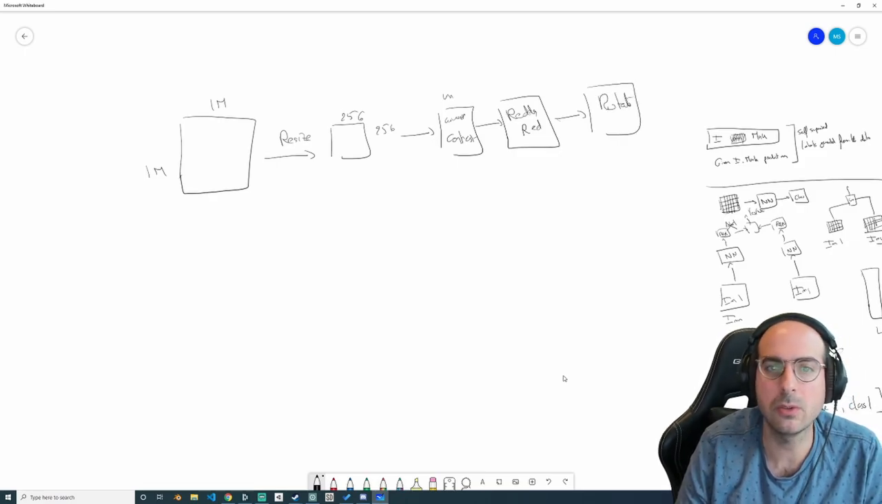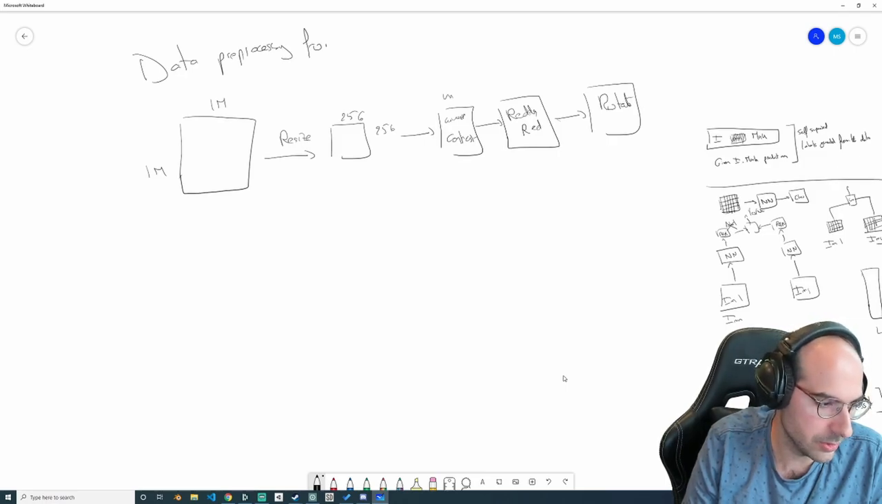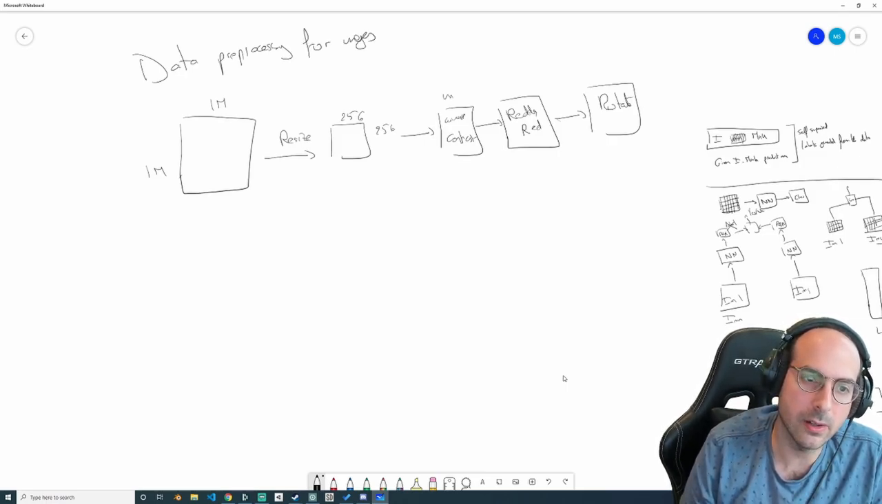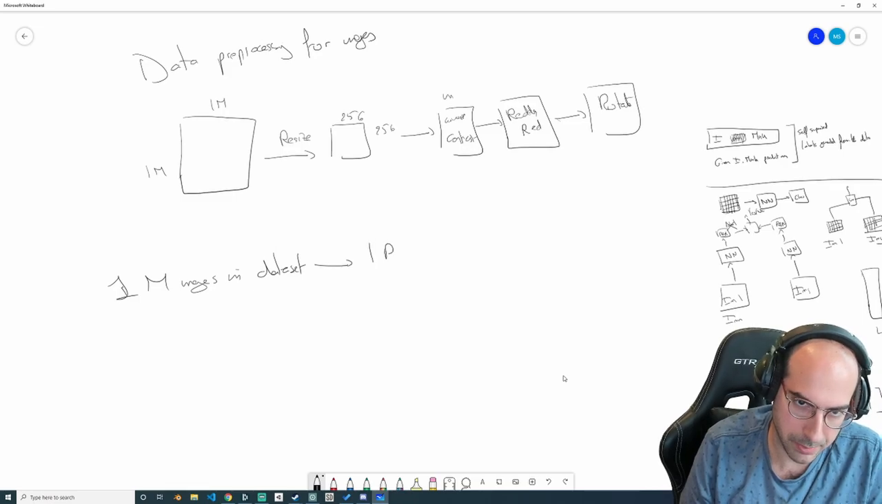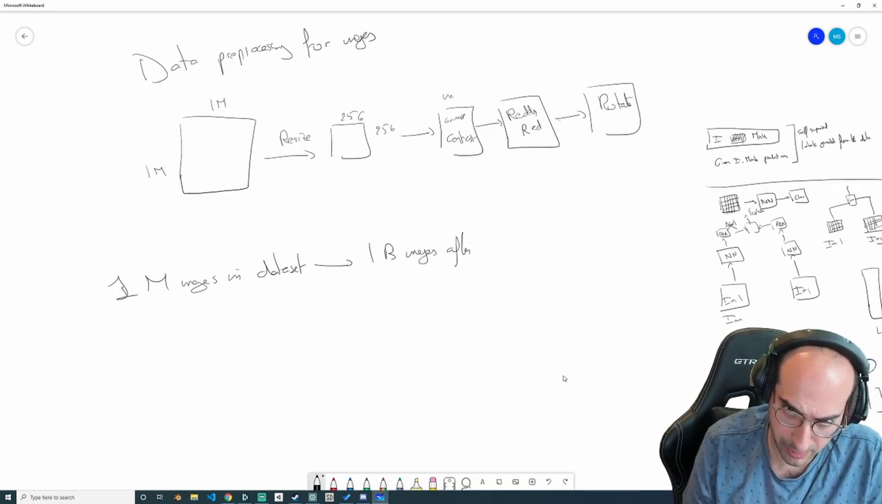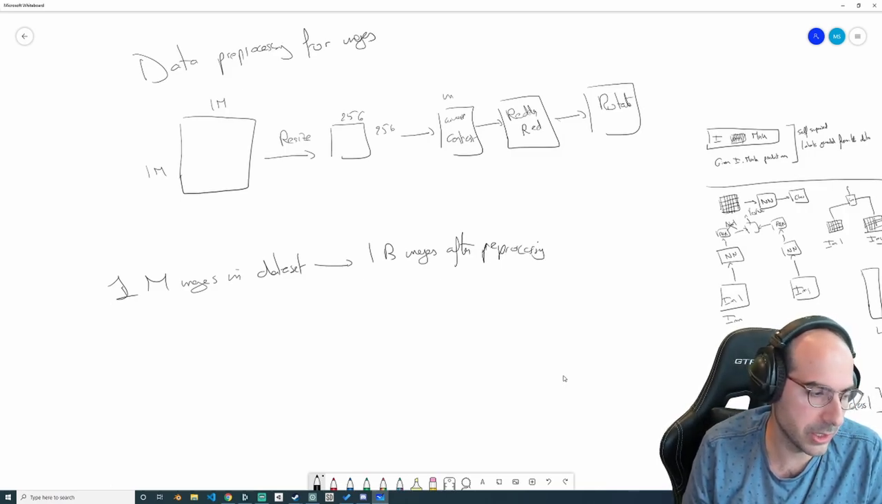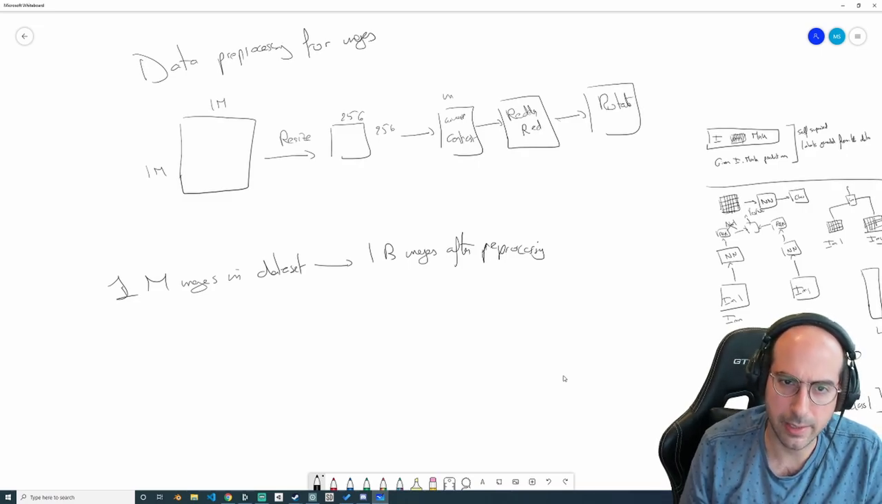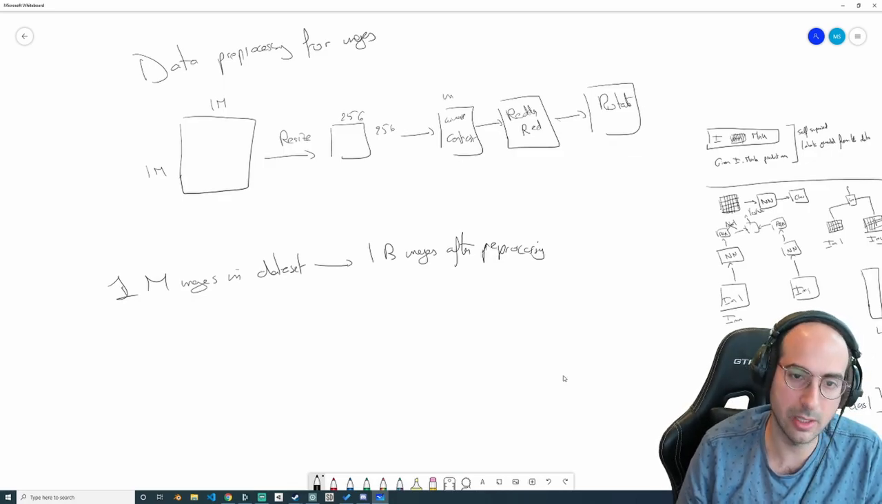These are all examples of data pre-processing techniques for images. The reasoning is that let's say our original data set has a million images. If you do these pre-processing techniques, given a million images you can get as many as you want, like a billion images after pre-processing. The reason this is important is that models generally do better with more data. Obviously they do better with more diverse data, but this is an easy way to artificially increase the amount of data you have.